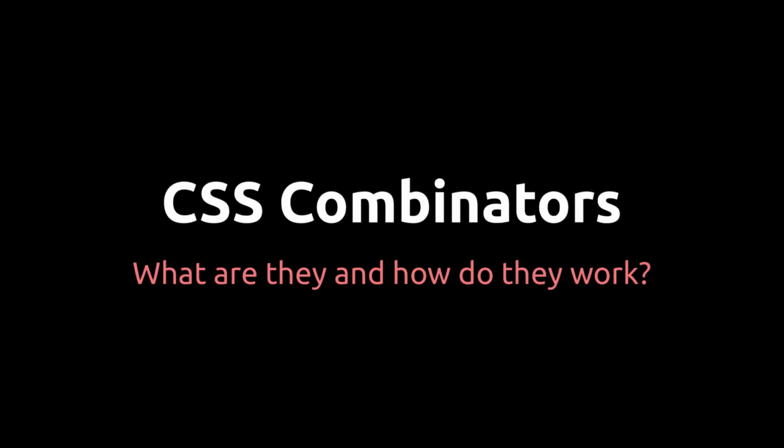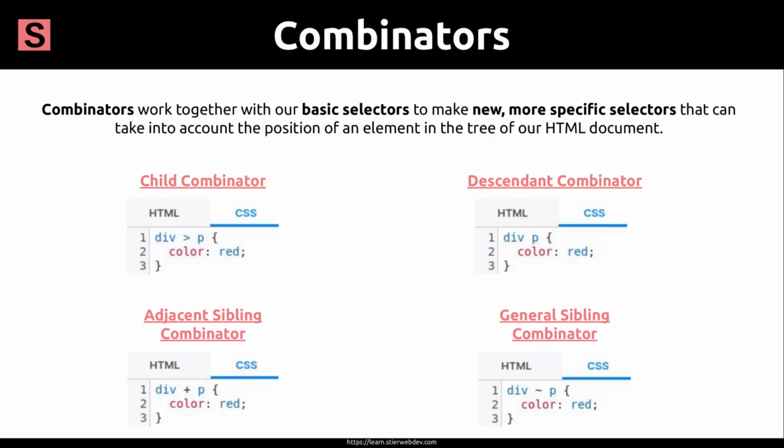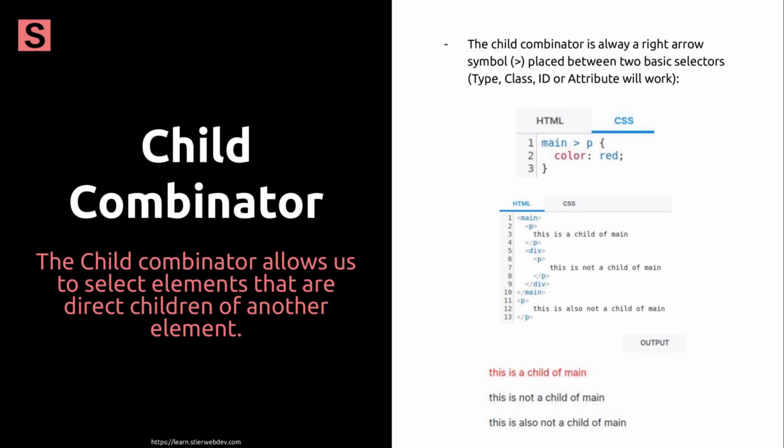What are combinators, and how do they work with our basic selectors such as the type, class, ID, and attribute selectors? Combinators are symbols that we place between our basic selectors. They work together with the basic selectors to make new selectors that can take into account the position of an element in the tree of our HTML document. There's 4 different combinators, and we'll try all of them in this lesson.